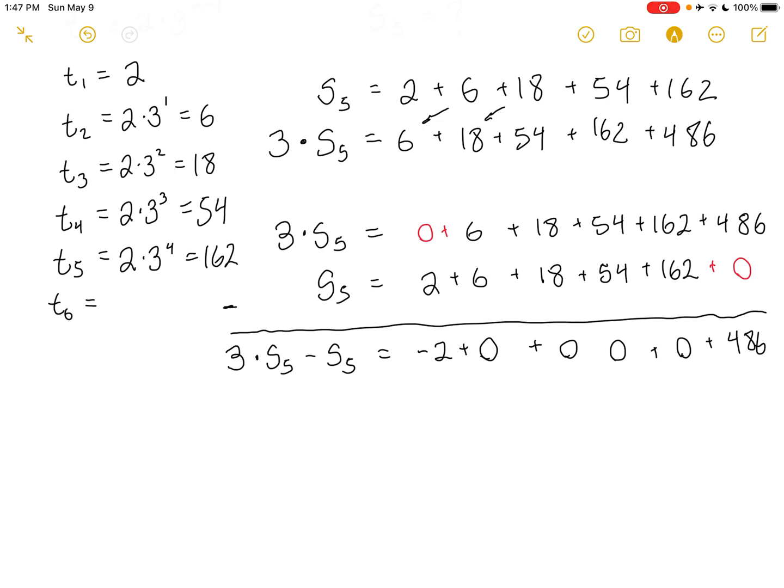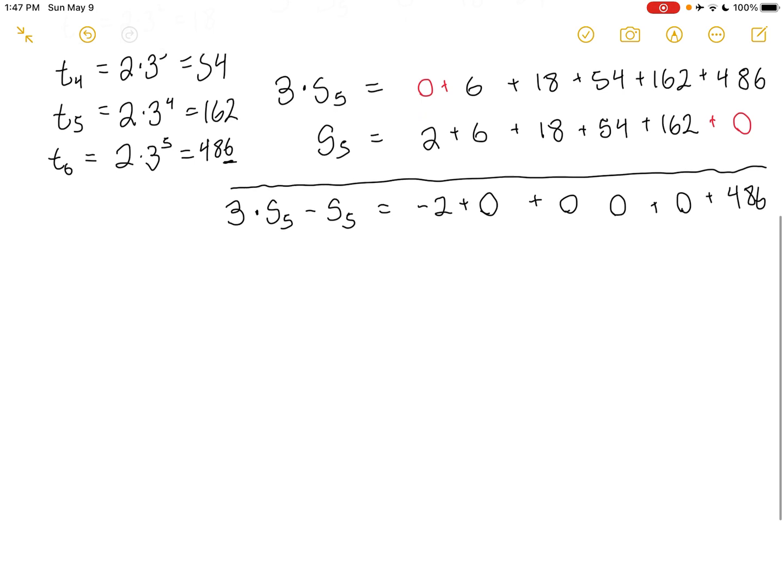T6 equals 2 times 3 to the 5, which is 486. This time I'll write it out correctly. Okay. Now I'm going to simplify this a little bit. And what we end up with is here, I can actually factor out an S5, or sorry, the 5th sum, and I'm left with 3 minus 1.